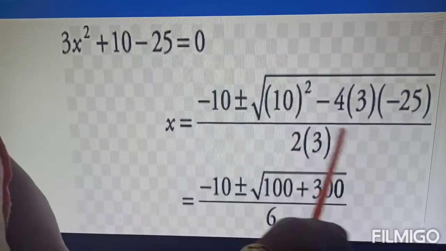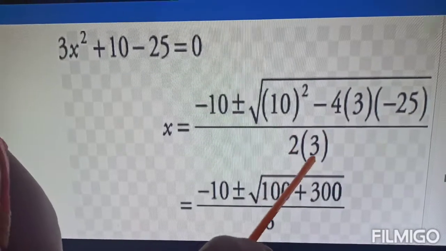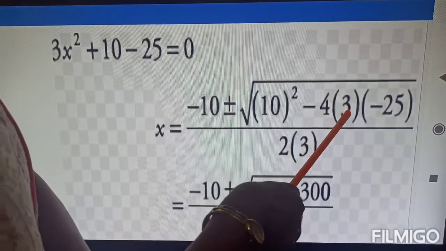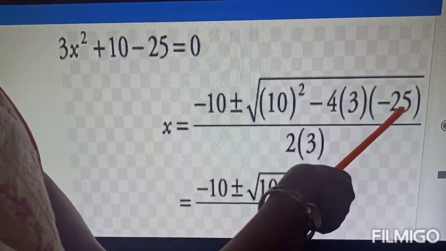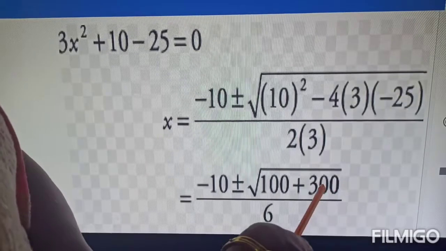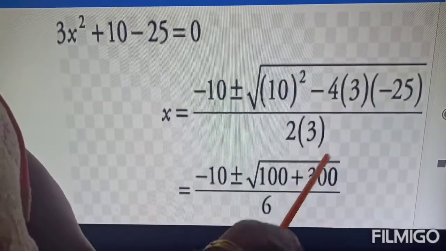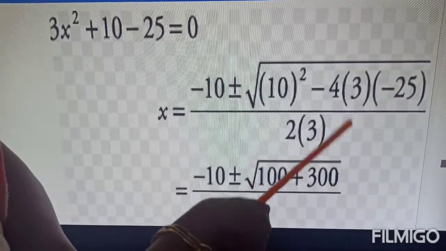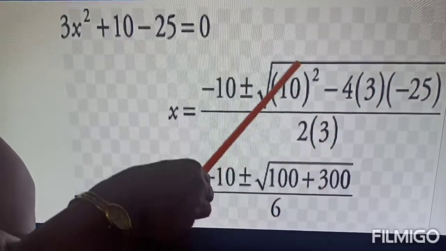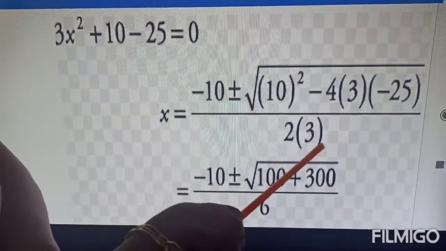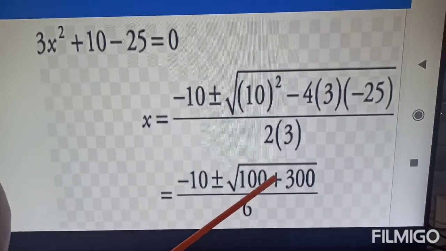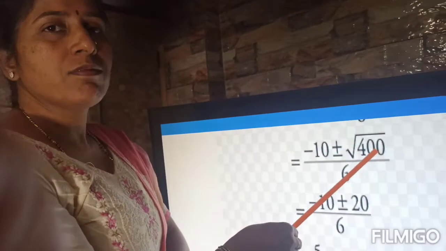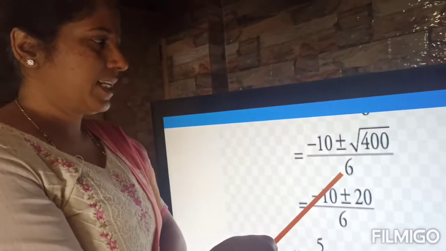Now simplify this part first and multiply these two. Then 10 square is 100. 4 into 3, 12. 12 into 25, we'll get 300. Minus into minus plus. This is 100. 100 plus 300, 400. Okay. Minus 10 plus or minus square root of 400 divided by 6.